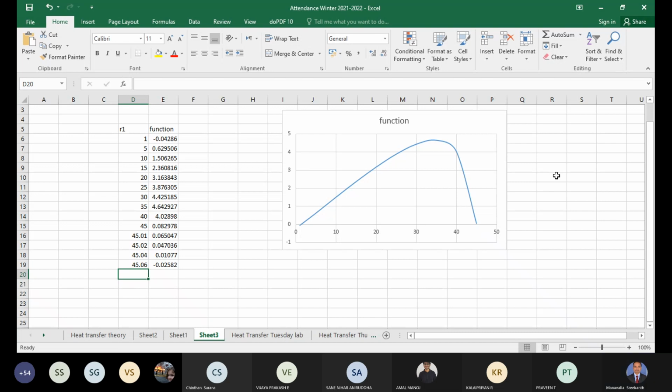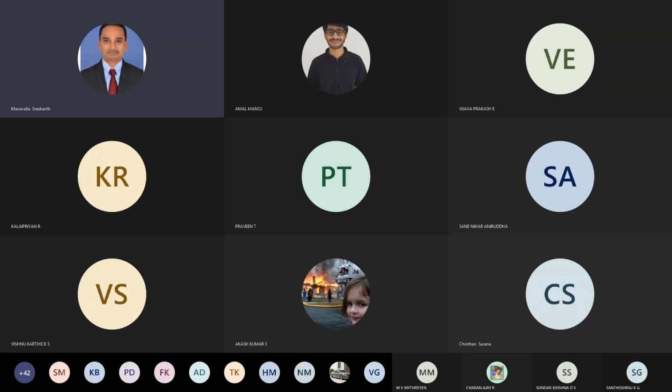coarse values from R1 = 1 to 49 in steps of 5 millimeters. I have calculated the value of the function, and I understood that the root lies between 45 and 49. Then after 45, I have made finer increments. You see 45, 45.01, 45.02, 45.04, 45.06. From this, you can see that the root lies between 45.04 and 45.06. So that is where I have concluded that the root is 45 millimeters. So this is how you can solve this particular problem.